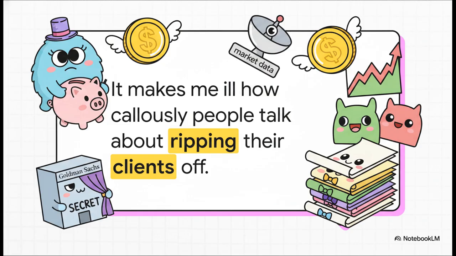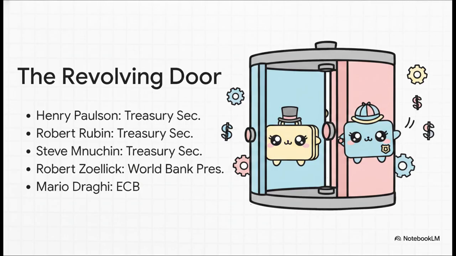Essentially, institutions were actively utilizing their superior market data to bet their own money against the very products they were convincing their clients to buy. So you might be wondering, how does a system like this maintain itself without regulatory intervention? Well, it's widely known as the revolving door phenomenon. Just look at the key players.